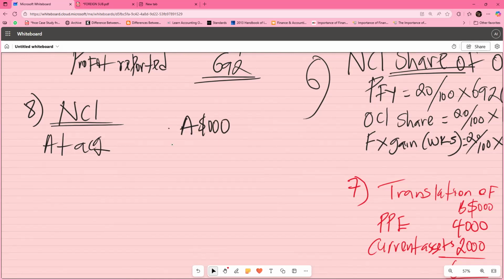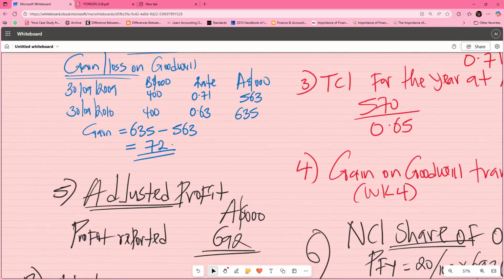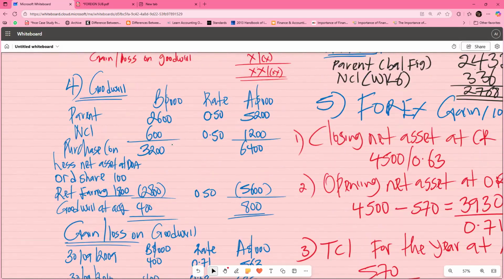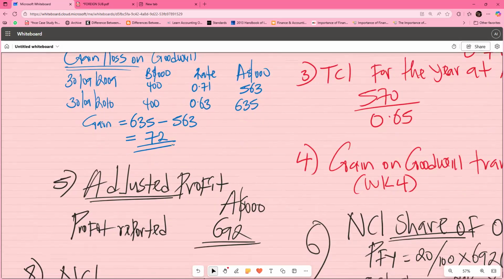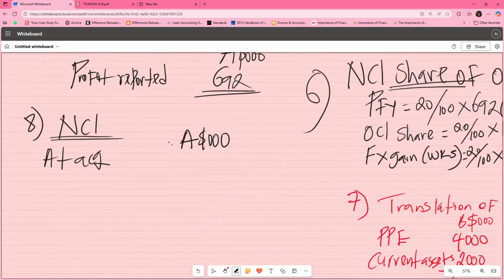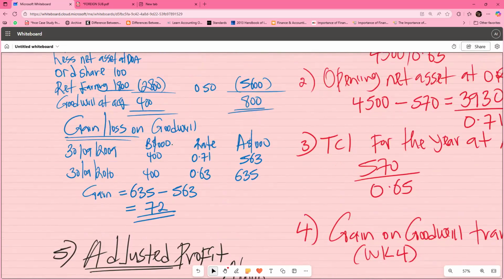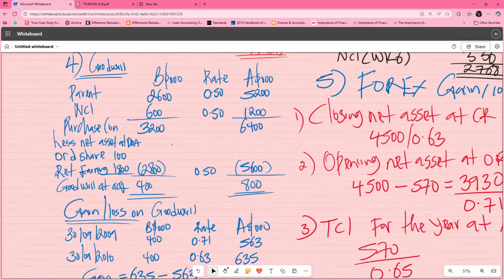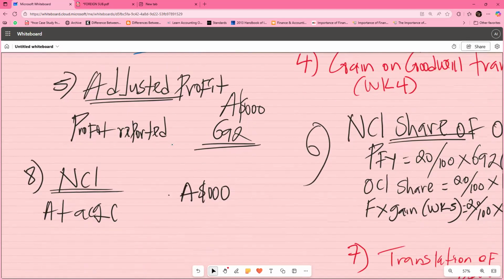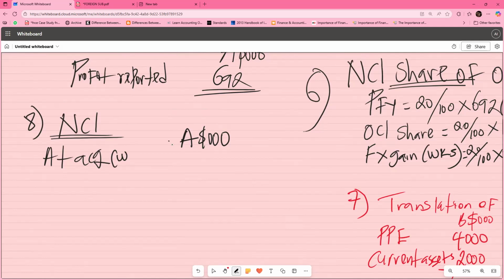You can go back to your goodwill, I think we have calculated goodwill already. You can see that the NCI in the subsidiary currency is 600, and we have converted using 0.5, so we have 1,200. So I can just bring this 1,200 directly. It is coming from working 4, which is the goodwill. So this is the NCI at acquisition.